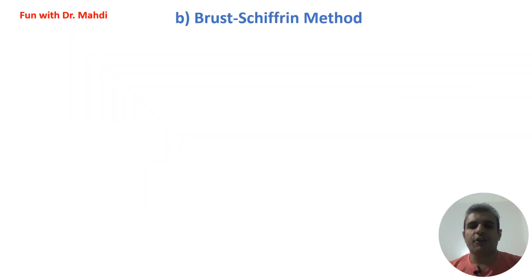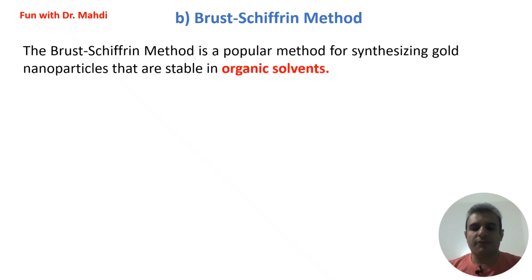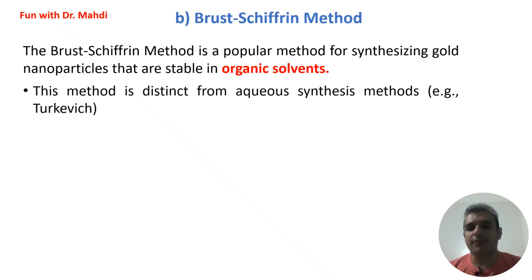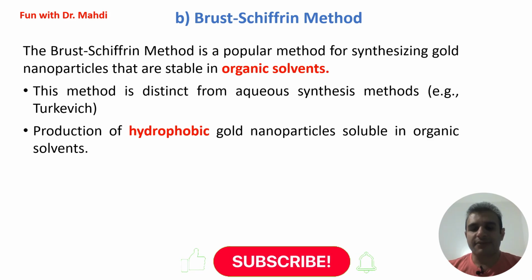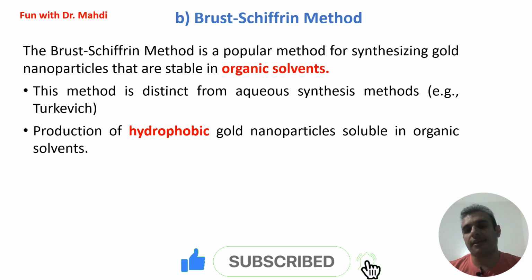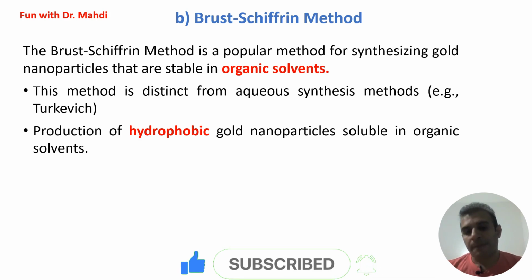The second chemical reduction method for nanogold synthesis is the Brust-Schiffrin method. In this method, we will have nanogold in an organic solvent, and it's completely different from the Turkevich method, because in the Turkevich method we have nanogold in an aqueous solution, and in this case we will synthesize hydrophobic nanogold. Synthesized nanogold in this method will be hydrophobic.